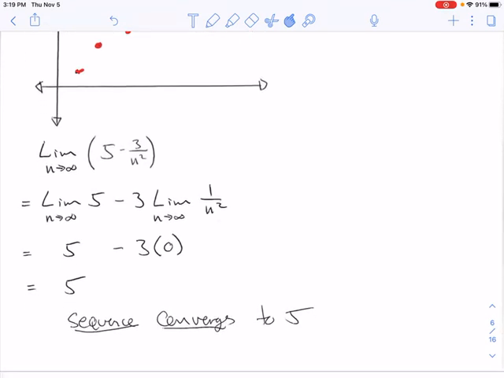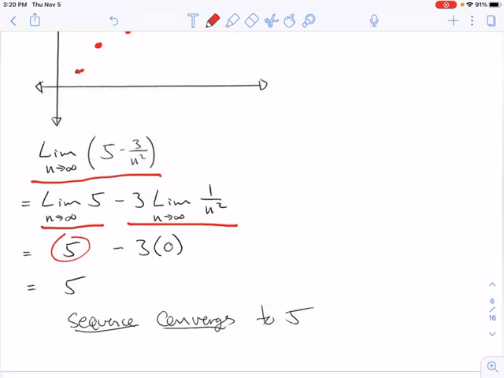So I want to take the limit as n approaches infinity of 5 minus 3 over n squared. Now, using the limit laws, your textbook talks about the limit properties. When you have the limit of a difference, you can take the limit of each term. So I separated it into two limits: the limit as n approaches infinity of 5, minus 3 times the limit of 1 over n squared. Well, you may remember that the limit of a constant is the constant. So the limit of 5 is 5.